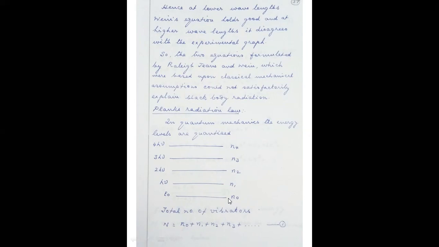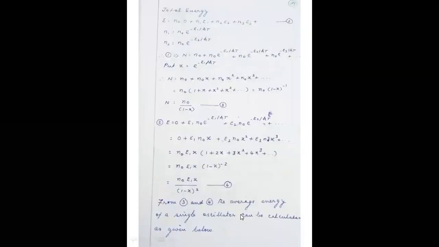And he said, in the first level with E0, N0, in the next level E1, N1, E2, N2 number of vibrators are found with 2 h nu energy, N3 number of vibrators are found with 3 h nu energy, N4 number of vibrators are found with 4 h nu energy. Therefore, the total number of vibrators in the black body is N is equal to N0 plus N1 plus N2 plus N3. And also, he wanted to calculate the total energy.